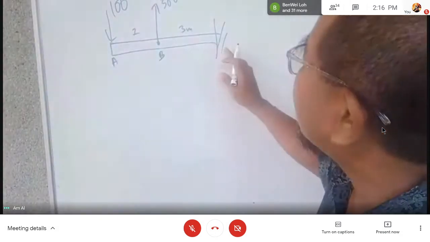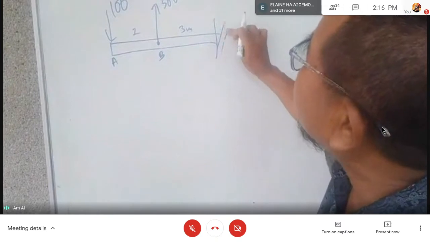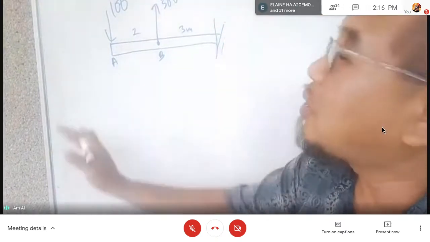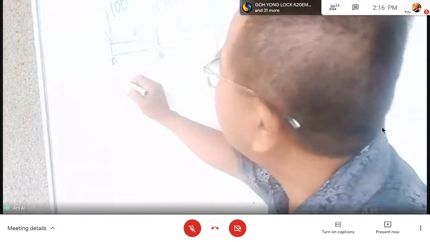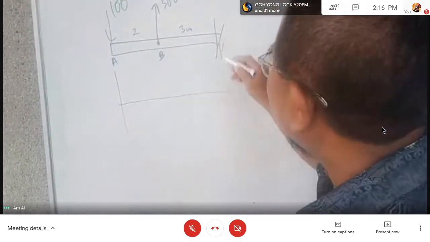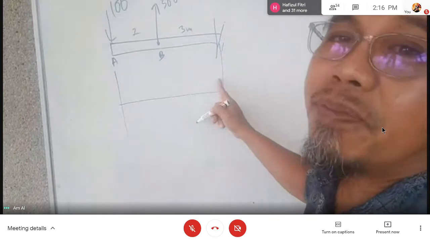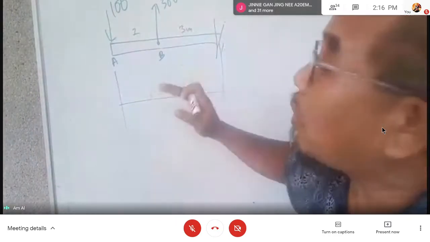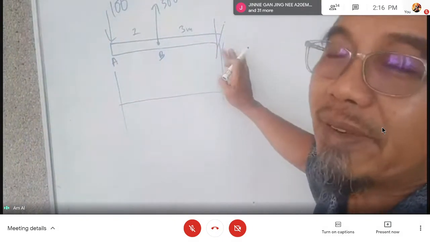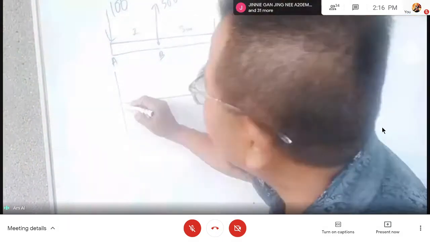The first way, we don't have to find the reaction here. Just do it straightly because we can start from the left. You don't have to find the reaction here. The second method, we find the reaction. Also can. Start from the left, there, V.